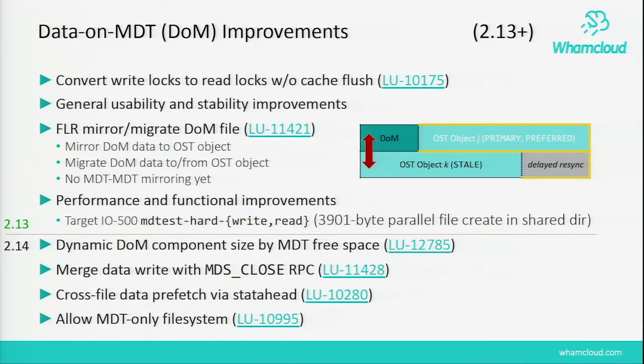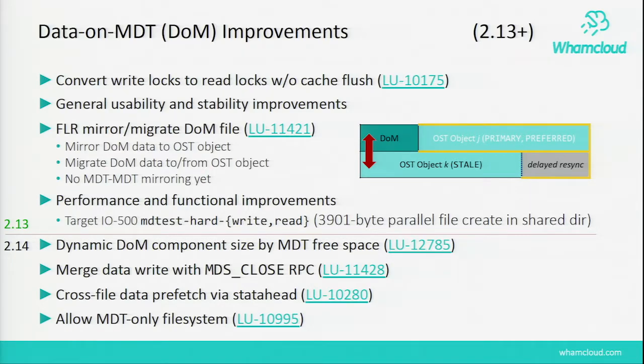One of the new enhancements is the ability to mirror a file using the File Level Replication feature, and to mirror the data from the MDT component onto an OST. And so if the file is small, it would reside on the MDT, but essentially a backup copy would be on the OST. And as the file grows larger, the progressive file layout feature will allow the rest of the file data to go on the OST.